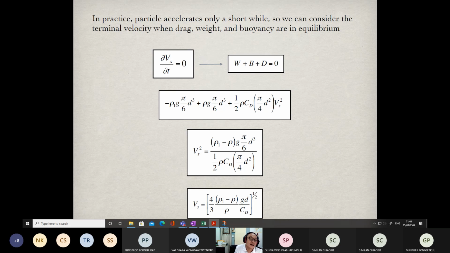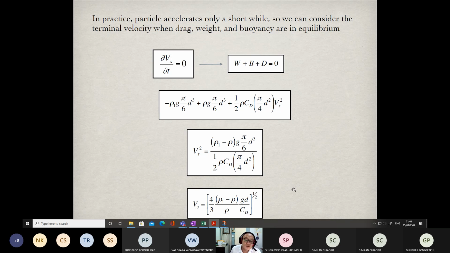So finally, the combination of these three forces is equal to 0. Based on this, just substitute all the values from the previous slides into this equation. You will get this relationship. And if you rearrange, you will get this one. With further arrangement, you will end up with this one.